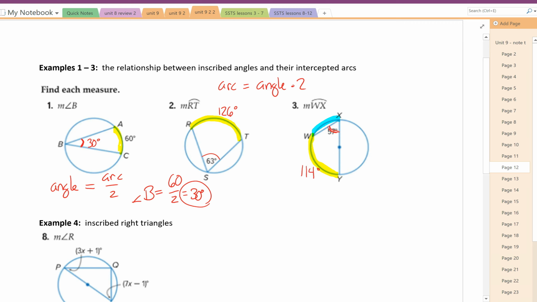But remember, that's not what they're asking for here. They want to know what WX is. Well, what I can see here is that XY is a diameter. That means that major arc XWY covers 180 degrees, right? All the way from here to here would be 180. So if I just want to know this blue part, I'm going to say, what's 180 minus 114, right? If I take this whole thing and subtract the yellow part, it's going to leave me with the blue part. So 180 minus 114 would be 66 degrees. So this part up here is going to be 66 degrees.